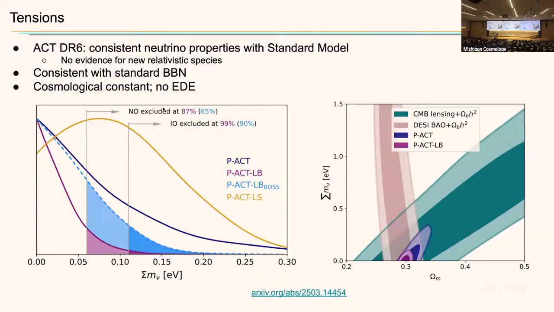I think this plot has something about excluding the normal ordering at 87%, but it's essentially saying it's favored over inverted ordering. So I think we are at the second part of this, and maybe we have a few minutes for a couple questions before our brief break, and then we go into secondary anisotropies. Yes?